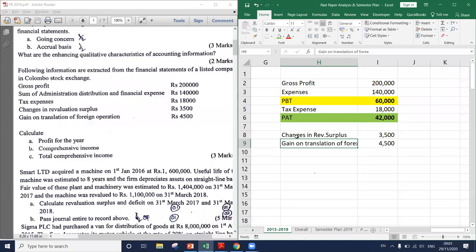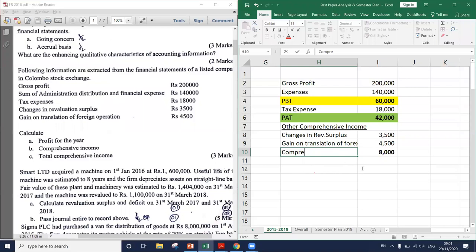What can we commonly call these two? When discussing that P&L, these are what we called other comprehensive income, right? So these are the two sources of other comprehensive income as per this sum. This 8,000 is what? 8,000 is our comprehensive income. In part B, they are asking for this figure, comprehensive income. 3,500 plus 4,500. Part B is the comprehensive income, 8,000.